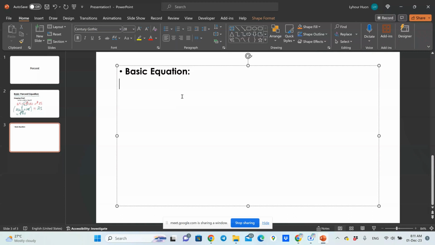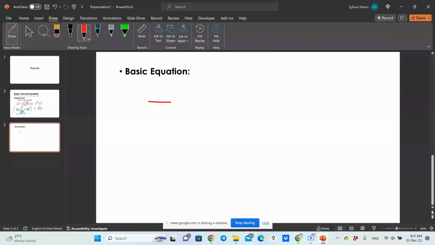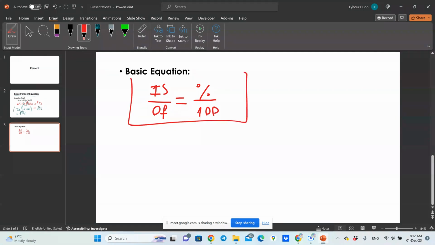Okay, so this is the basic equation formula we have. This is a ratio: is over of equals percent over 100. It's always over 100 because we calculate with the percentage. So let's give an example so that we become familiar with this formula.